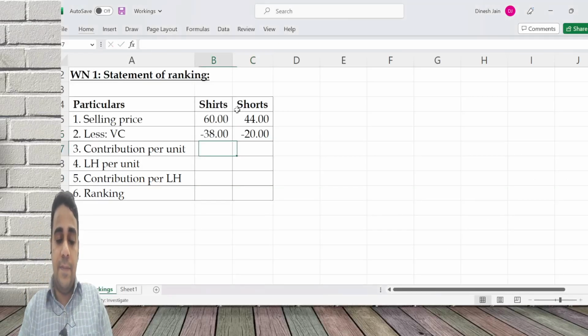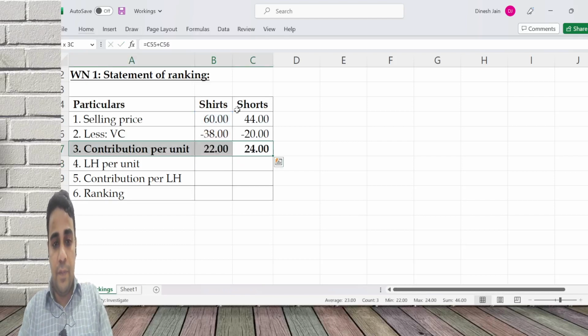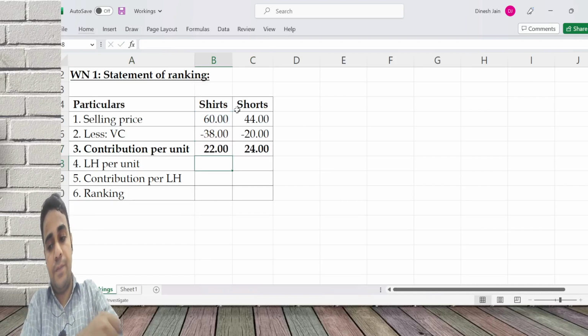20 rupees. Why do we do a statement of ranking? We learnt in marginal costing, ranking will tell us which is more profitable. Contribution per unit is 22 and 24.